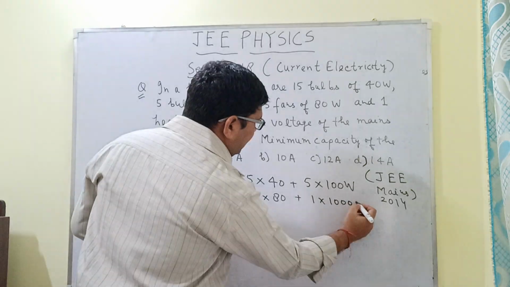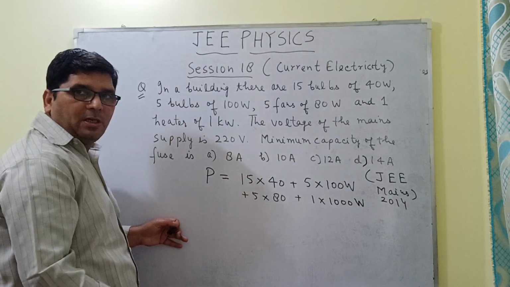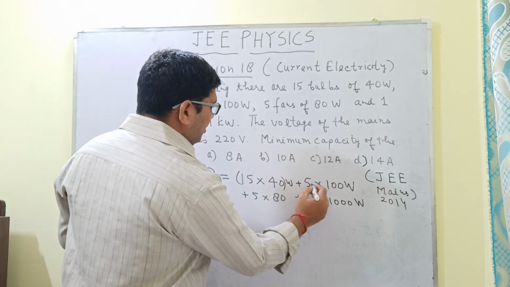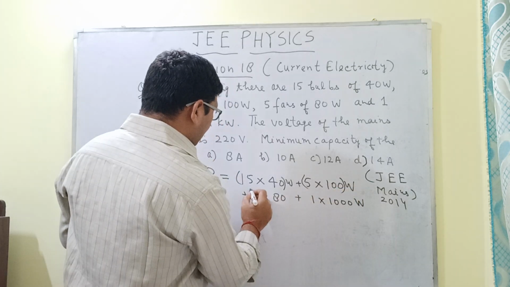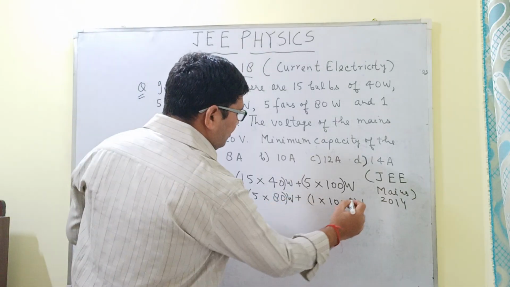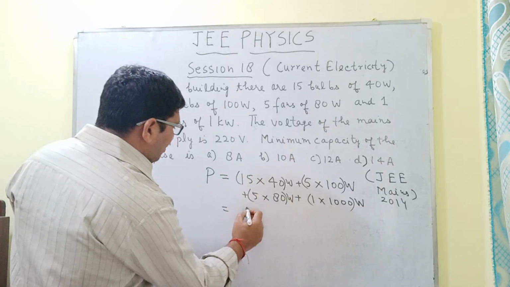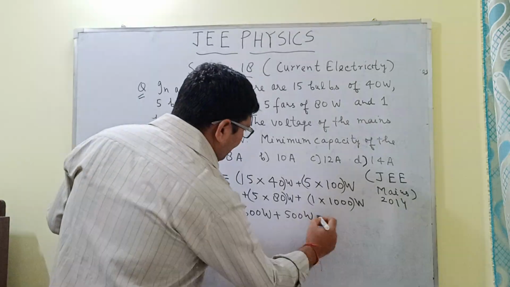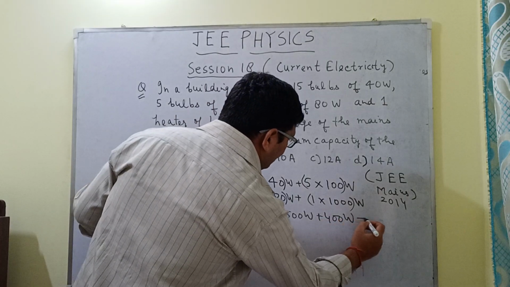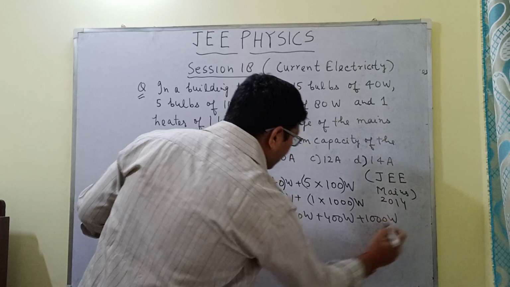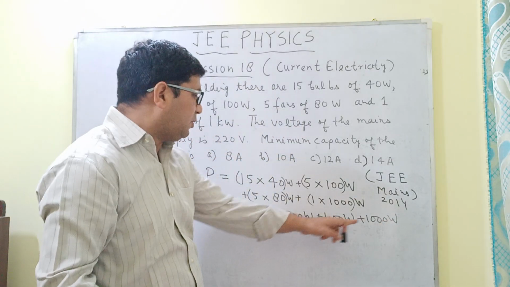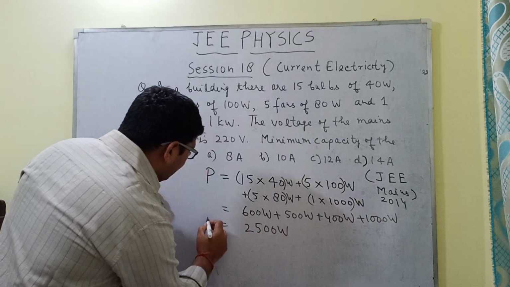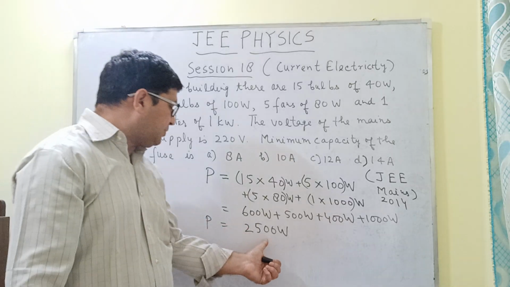I am converting this kilowatt into watt. So this is also watt, this is watt, and this is also watt. So the total power consumption is equal to 600 watt plus 500 watt plus 400 watt plus 1000 watt. If we add it up, it will be 6 plus 4, 1000, 1000, 2000, 2500. So the total power consumption in case all the appliances are running at the same time is equal to 2500 watt.